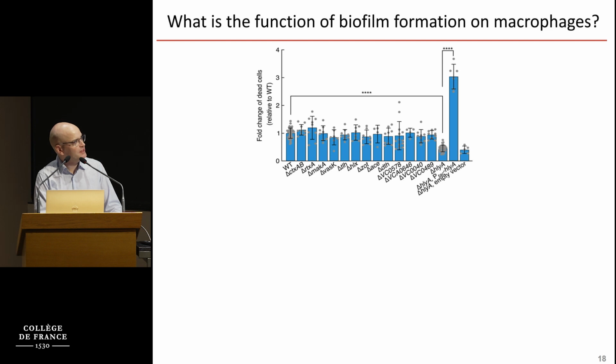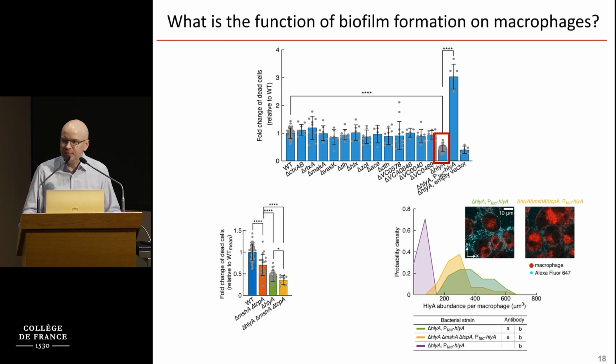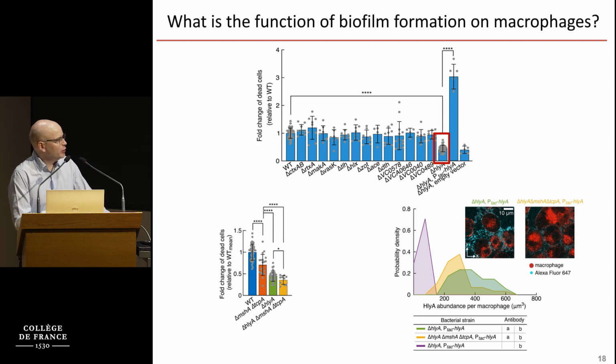And when you overexpress it, you induce more cell death here. So how does this hemolysin work? And do biofilms contribute to the action of this hemolysin? Here is the amount of immune cell death for the wild type. And when we knock out the ability to form biofilm, this is the double pilus mutant, this has a reduced capability to kill the cells, and the hemolysin mutant also has a reduced capability to kill the cells.